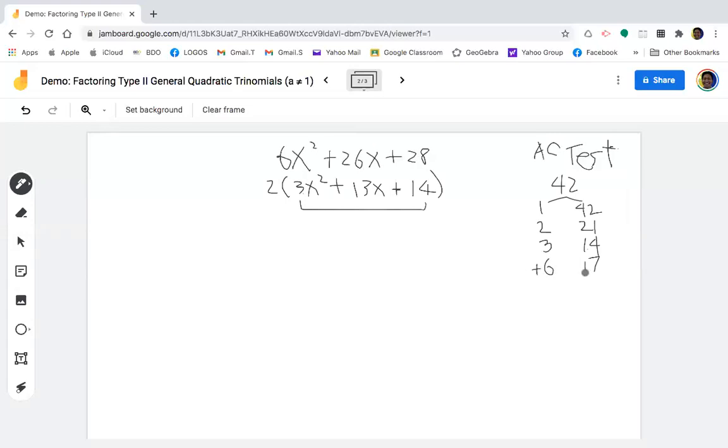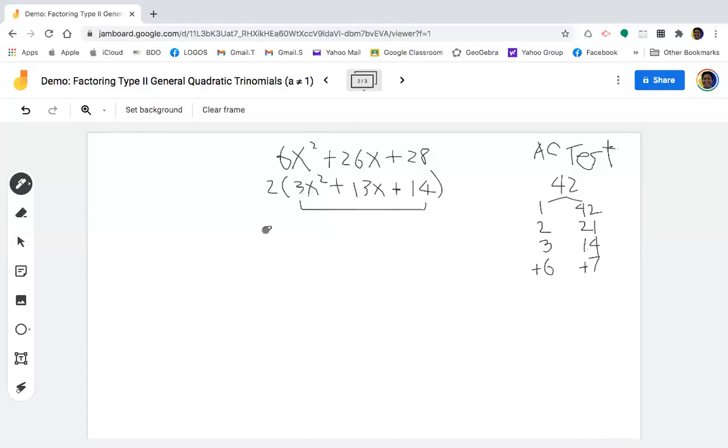The signs that we assign to both numbers will come from the middle term. Remember in our previous discussion on type 1 quadratic trinomials, if we do addition, then the signs are alike. It's either both plus or both minus. And that will be determined by the middle term. Since the middle term is plus, both of them are plus.